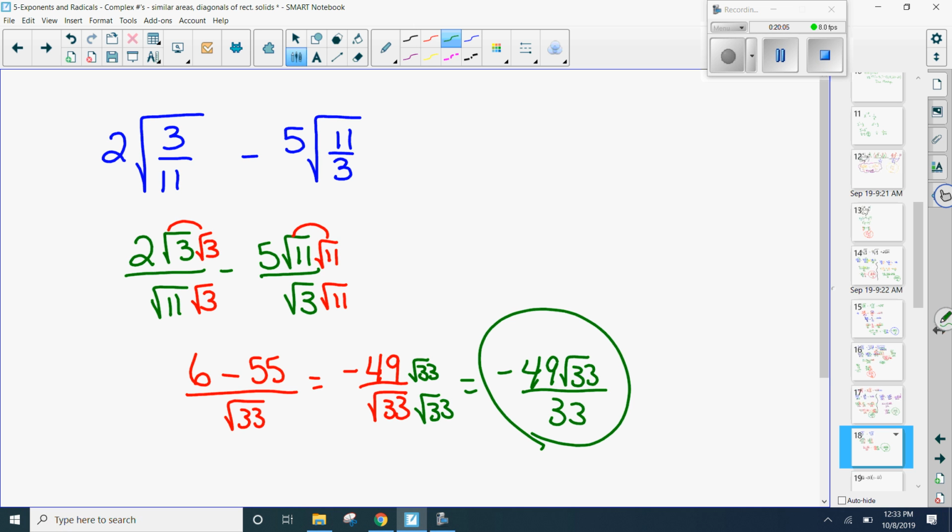3 does not go into 49. Sum of digits is 13. 3 doesn't go into 13, so that is reduced. Okay with that? All right.